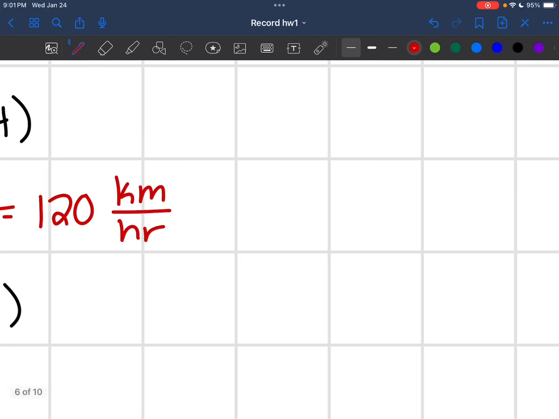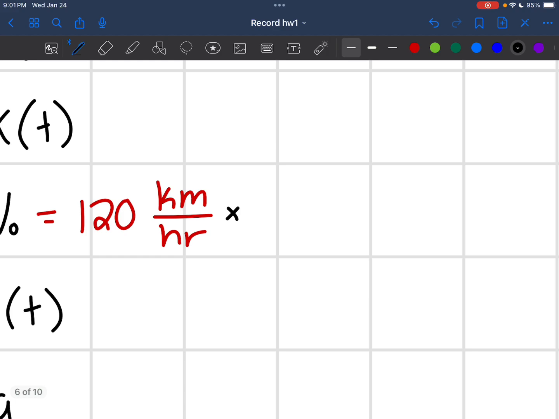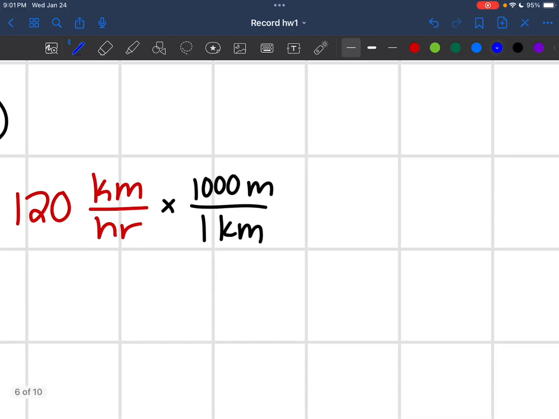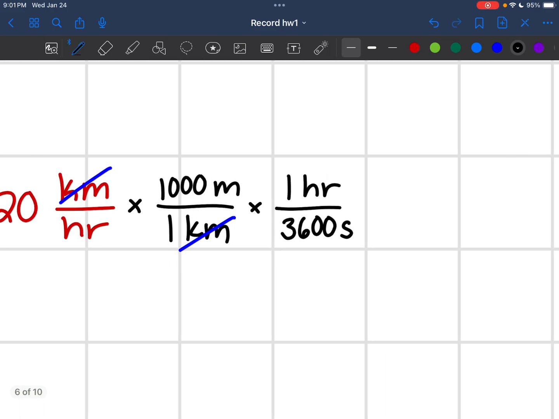All right, in order to convert these units, I'm going to get rid of kilometers first. So I'm going to multiply, with kilometers in the numerator. So 1 kilometer is 1,000 meters. That's how I can cancel kilometers. And 1 hour is 3,600 seconds. Now I could also say that 1 hour is 60 minutes and 1 minute is 60 seconds. It'll work out the same.